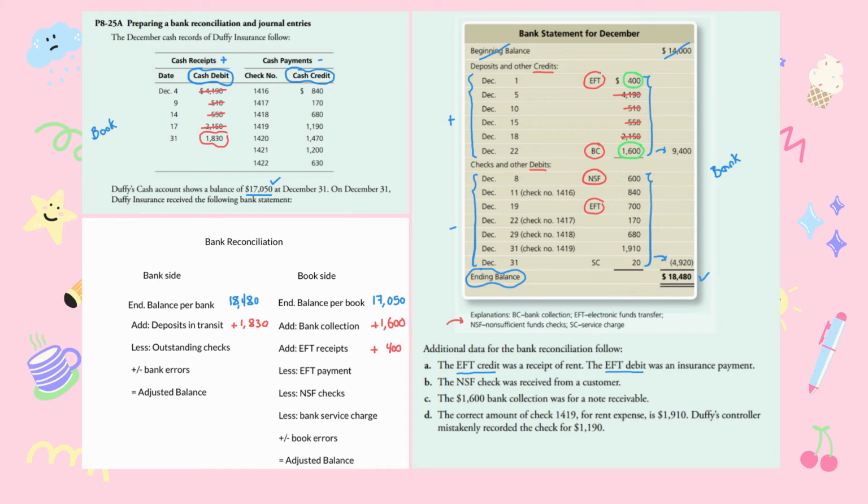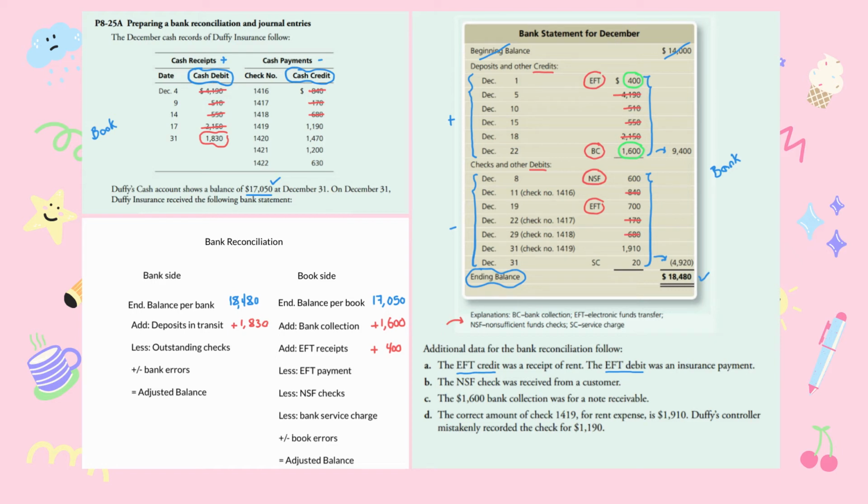Now let's compare the cash payments in my book with the cash payments in my bank statement. Check number 1416, 840. It's recorded in the book and it's also recorded in the bank. Check number 1417, the amount is 170. It's recorded in the book and also in the bank. Check number 1418, 680. It's recorded in the book and it's also recorded in the bank.